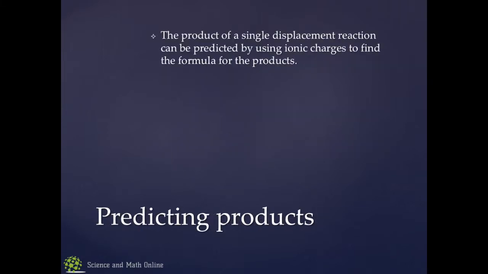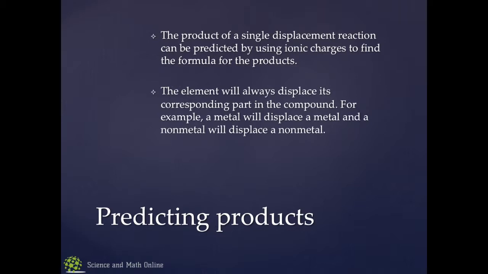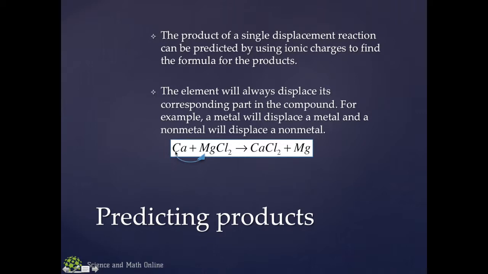The products for these, once again, are predicted by ionic charges, and we use that to figure out the products. The element will always displace its corresponding part in the compound. A metal will always replace a metal. So you're not going to get the calcium coming along and kicking out the chlorine to go with the magnesium, because they're both positively charged, and what do positive charges do? They repel each other. That compound would never be formed.